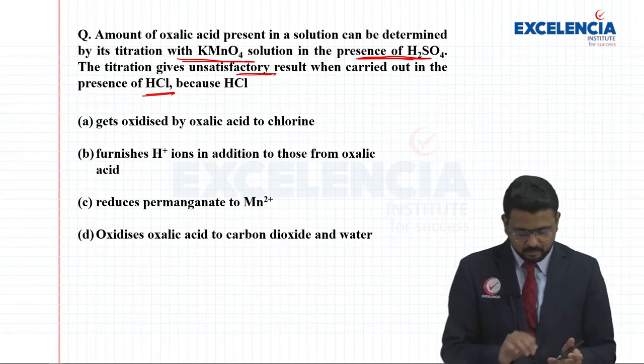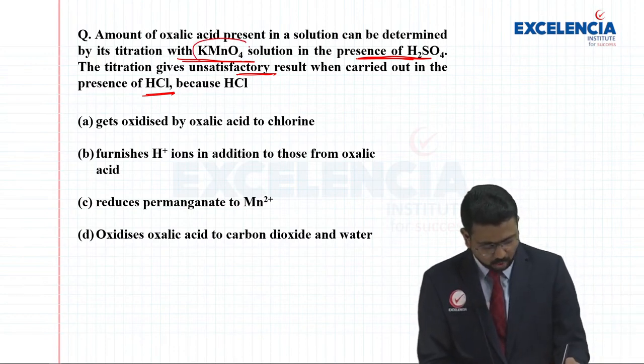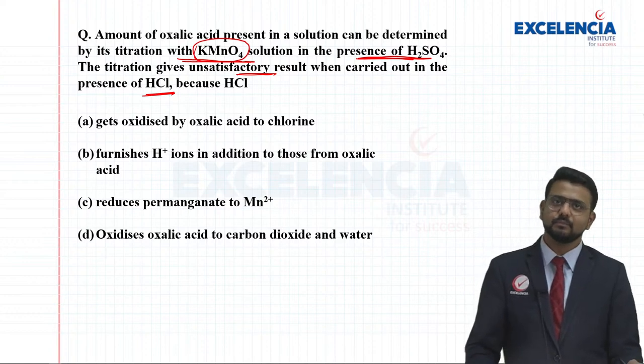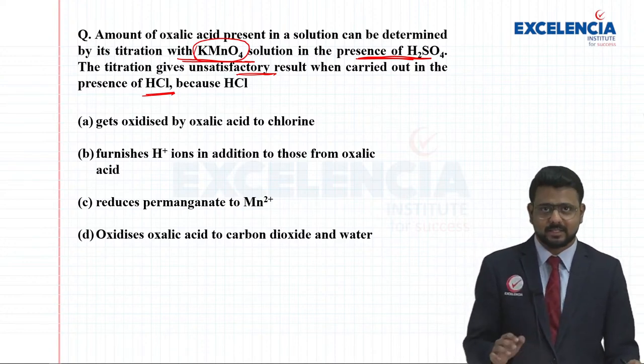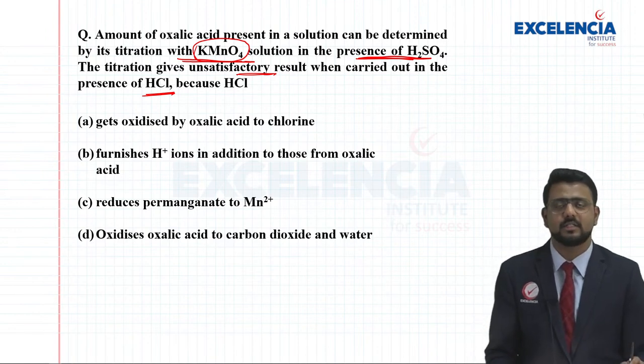The reason for that: we know that KMnO4 is a relatively stronger oxidizing agent, right? Now, it definitely can oxidize the oxalic acid, right? Definitely it is going to oxidize oxalic acid.